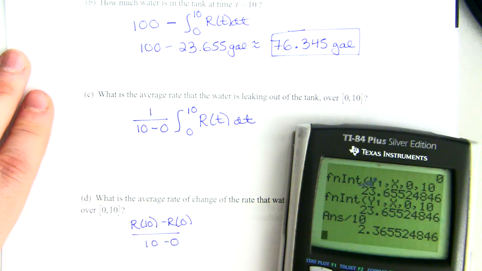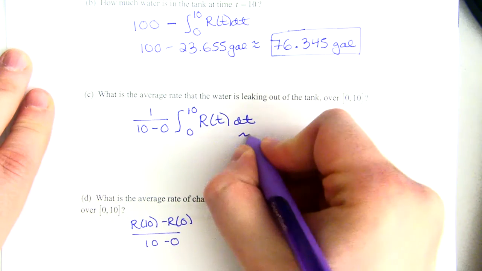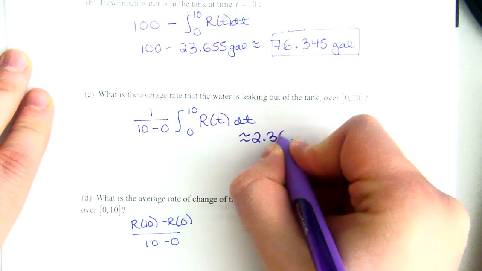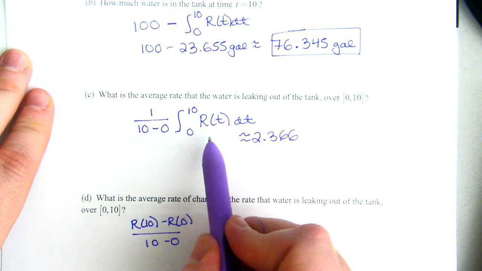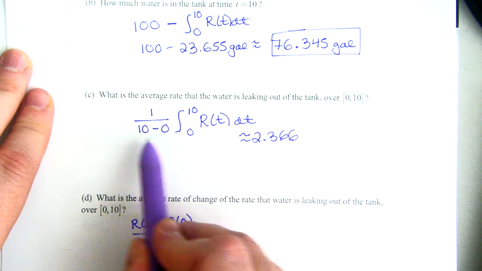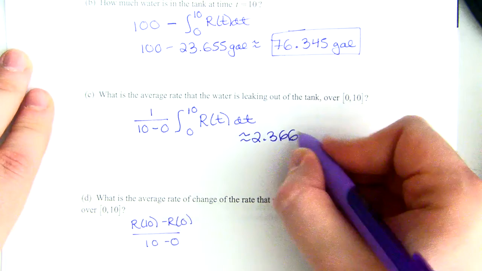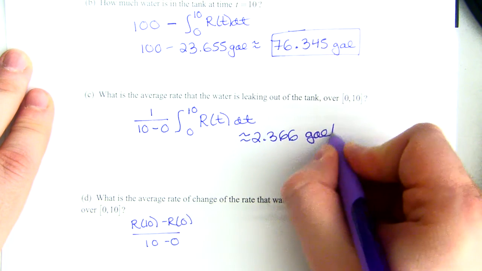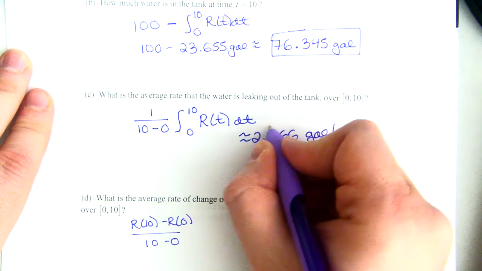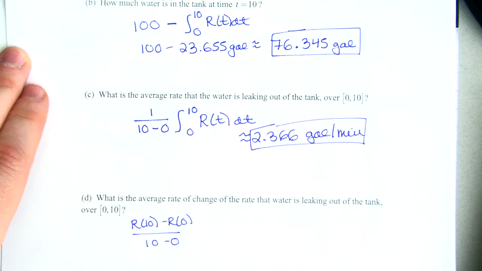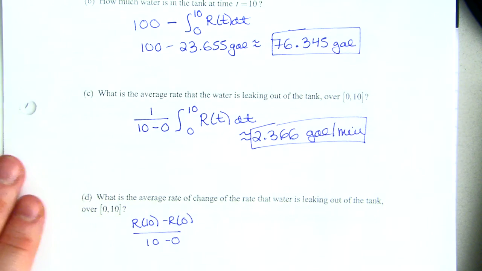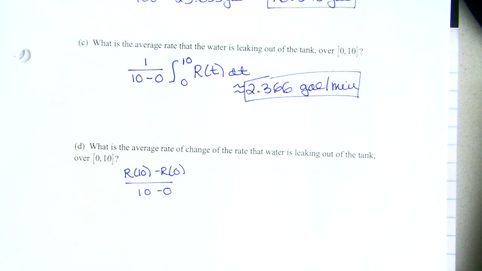Seems like about 2.366. We said that for averages, the units are just the units of r of t because the integral and the division kind of cancel each other out in terms of units. So I'm going to say gallons per minute because that's how r of t was measured. Please go do the calculation for D, send in the answer, and see if you can figure out the units there.